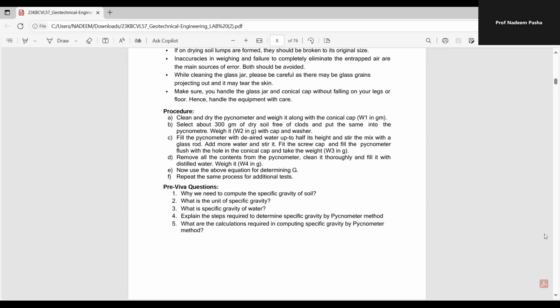Explain the steps required to determine specific gravity of soil by the pycnometer method. Just now I told you, I'm repeating it once again, listen carefully. First, take a pycnometer with the lid and weigh it. That will be W1 gram. After that, take 300 gram of dry sample, which is free from clots, add it to the pycnometer and weigh it along with the lid. That will be W2 gram. Now fill water up to half of the pycnometer, remaining should be the soil. Weigh it again with the lid, that will be W3 gram. Now remove everything, completely fill the pycnometer with water, close the lid, and that will be W4 gram. Calculate the specific gravity using the formula G = (W2 - W1) / ((W2 - W1) - (W3 - W4)).